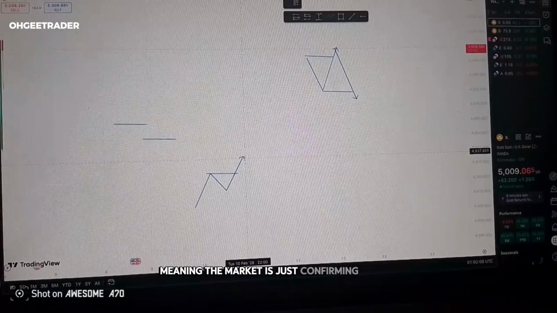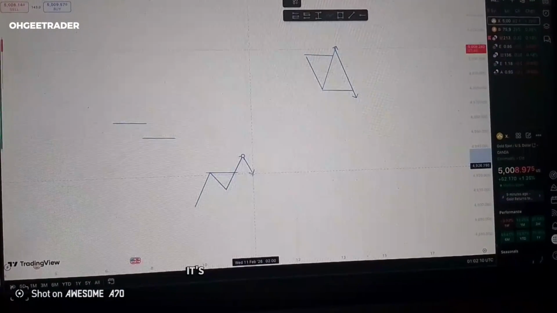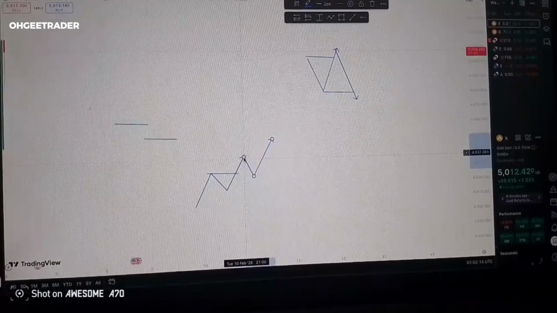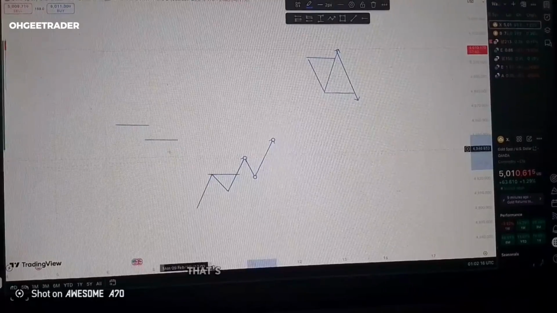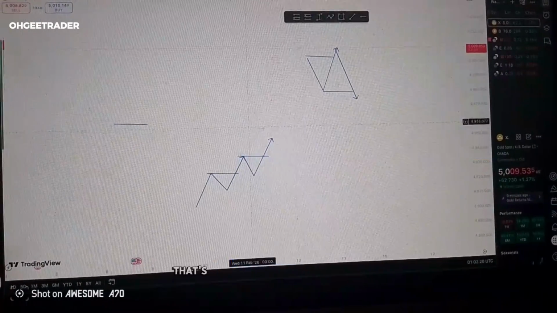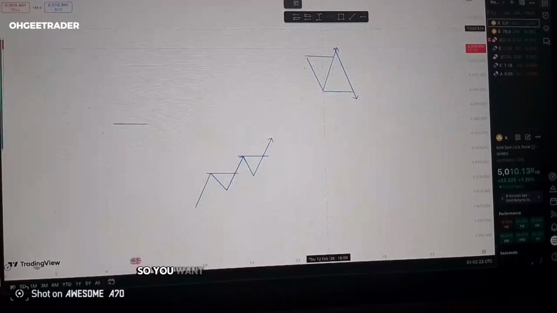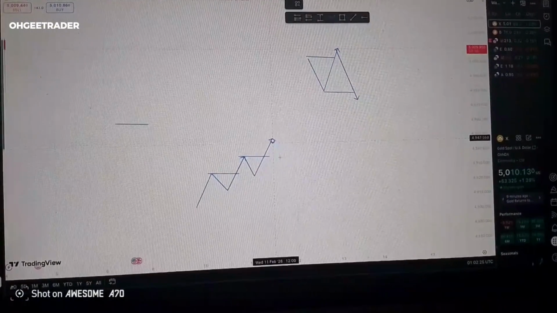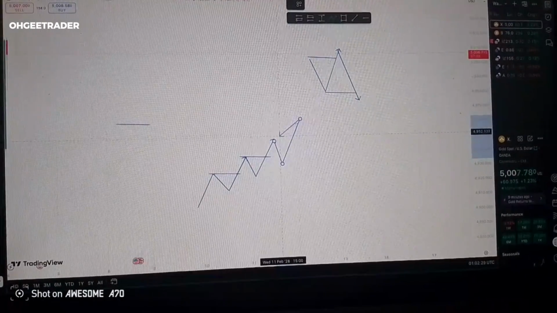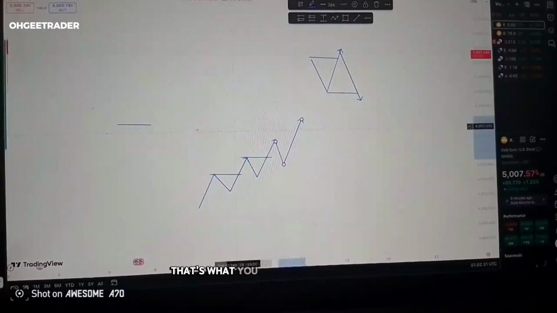This means the market is just confirming to you that it's going up. So the same thing here. Once the market comes and takes out this higher high here, that's another break of structure, guys. So you want to see the market come back down again. Once the market does this same thing again, that's another break of structure.